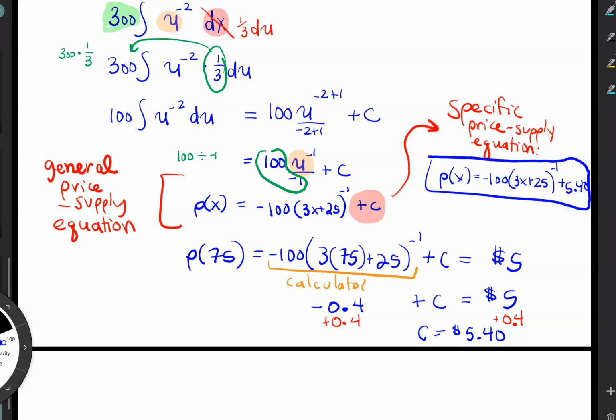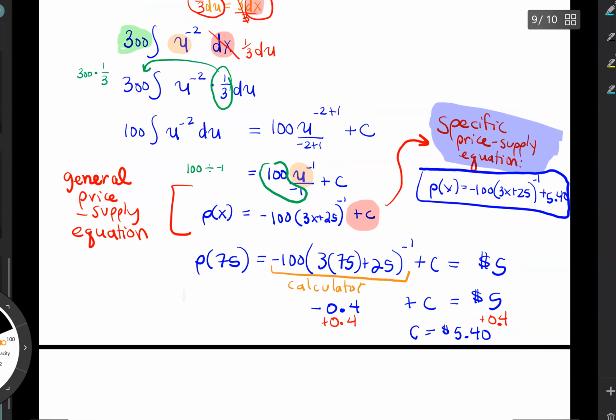Oh my gosh, it's messy. So that was one of the things we were asked to find. We were being asked to find a specific price supply equation under those conditions. So we found that. Any questions on how we use that pair of information, that input and output, to get the specific value of C? No? Okay.